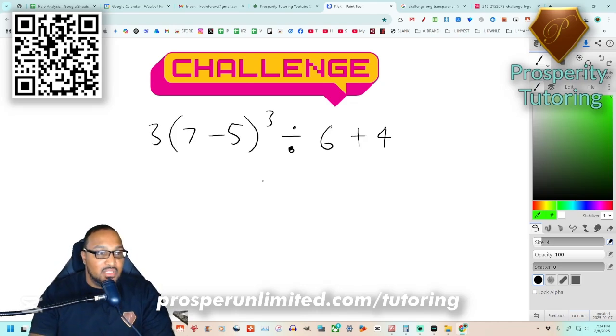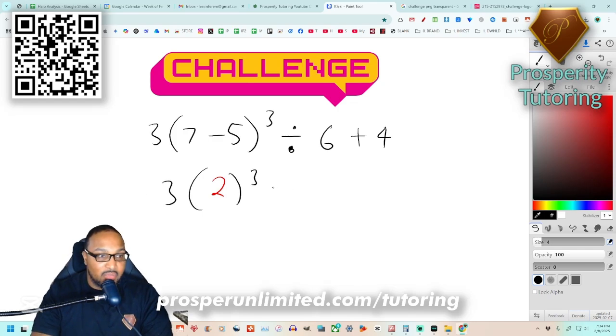All right. So the first order of operation being parentheses, we execute any expression inside of the parentheses. So in this particular scenario, we have 7 minus 5. This is an executable expression. 7 minus 5 equals 2. So now that leaves us with 3 times 2 to the 3rd power divided by 6 plus 4. And then the next order of operations is exponents.